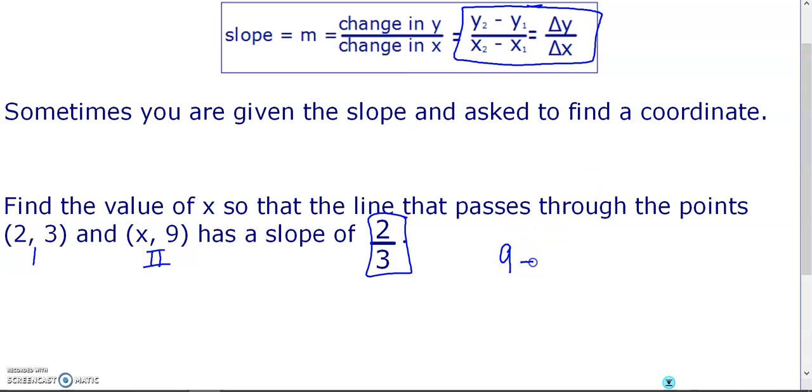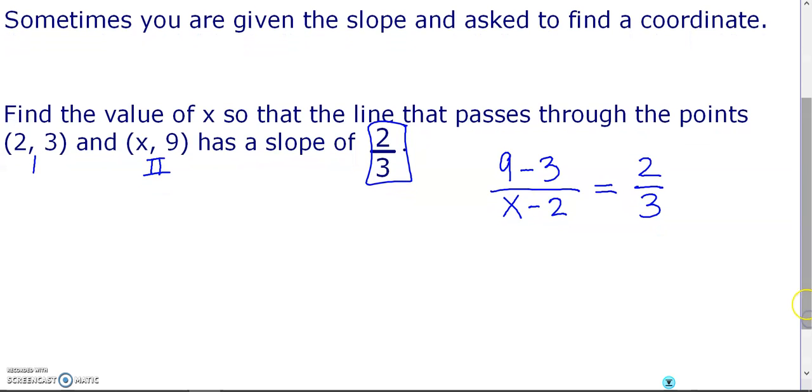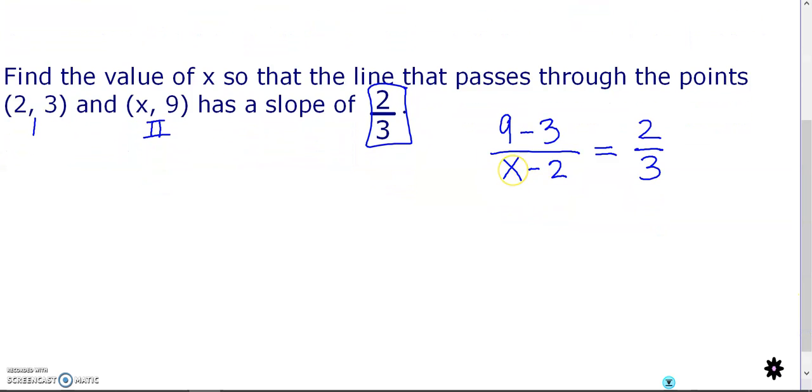y2 minus y1 over x2, and in this case we don't know what the x is, minus x1, but we do know the fraction that it's equivalent to. We know it's equal to 2/3. We know the slope already, so they're not asking us to find the slope. They're wondering what this x is here. So we're going to simplify what we can. On the left side, I can simplify 9 minus 3, which is 6. And from here, you should recognize that you do have a proportion.